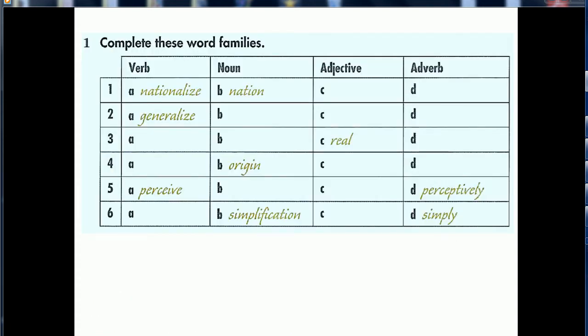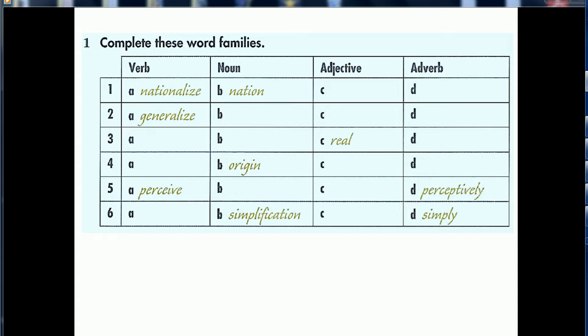This is the first exercise that I want you to practice. I need you to complete this chart by placing the correct noun, the correct adjective, the correct adverb or verb. For example, in the first one, we have the verb nationalized, and the noun is nationed, and the adjective is national, and the adverb is nationally.